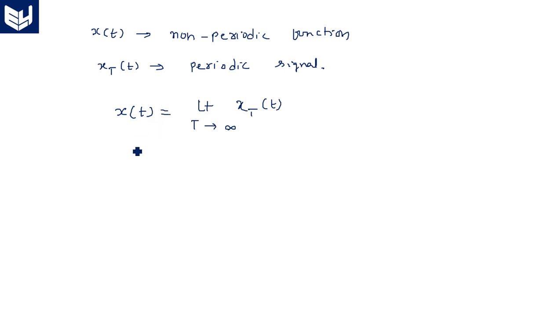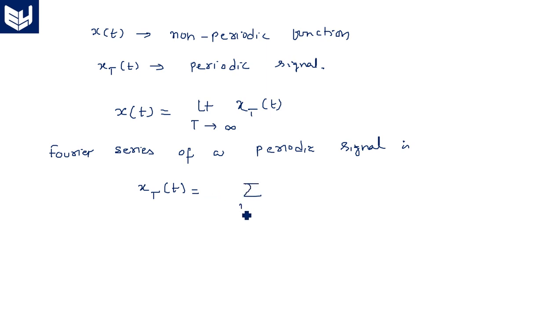Okay, and the Fourier series of this periodic signal, which we have already seen, is x_T of t equal to summation n is equal to minus infinity to infinity C_n e power j n omega naught t.